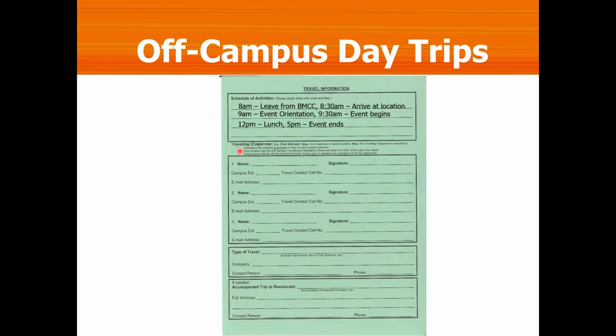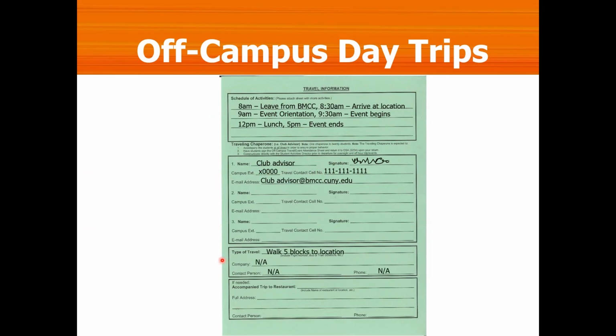Now, please note that one chaperone is required for each 20 students. And all chaperones must be trained. So they will provide their name, signature, phone extension on campus, their own cell phone number, and an email address.